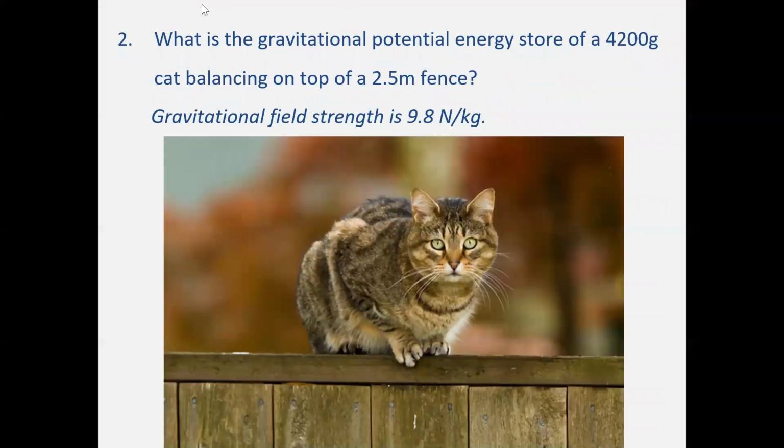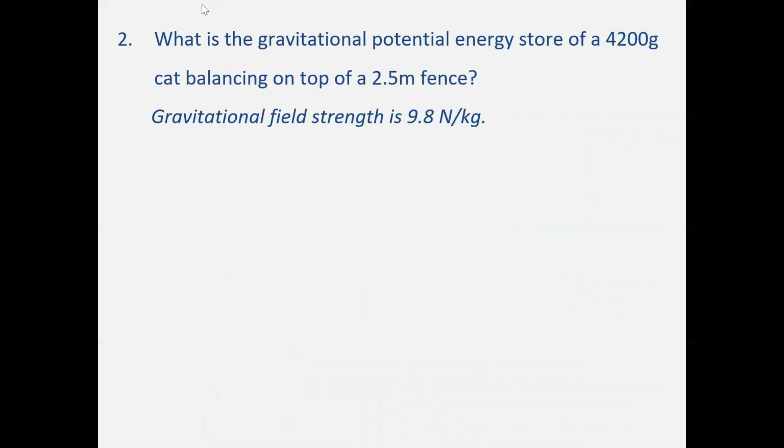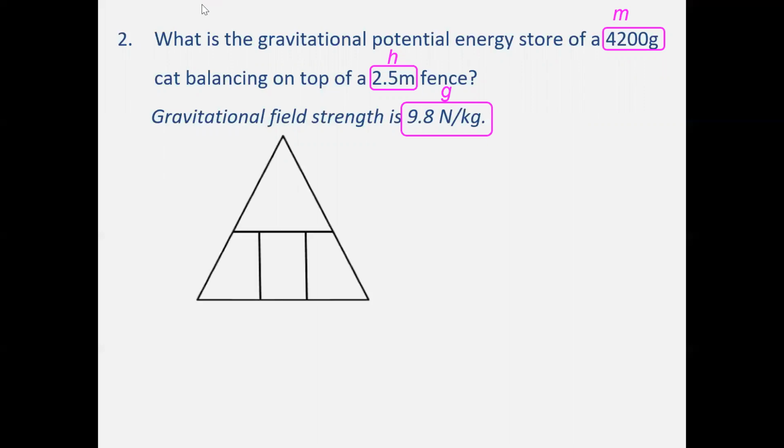Okay, question 2. This one's slightly harder because a conversion was required here. It says, what is the gravitational potential energy store of a 4,200 gram cat balancing on top of a 2.5 meter fence? Gravitational field strength on Earth is 9.8 newtons per kilogram. Well, again, you look at what the question's provided you with: 2.5 meters height, 4,200 grams for the mass, 9.8 newtons per kilogram for gravitational field strength.